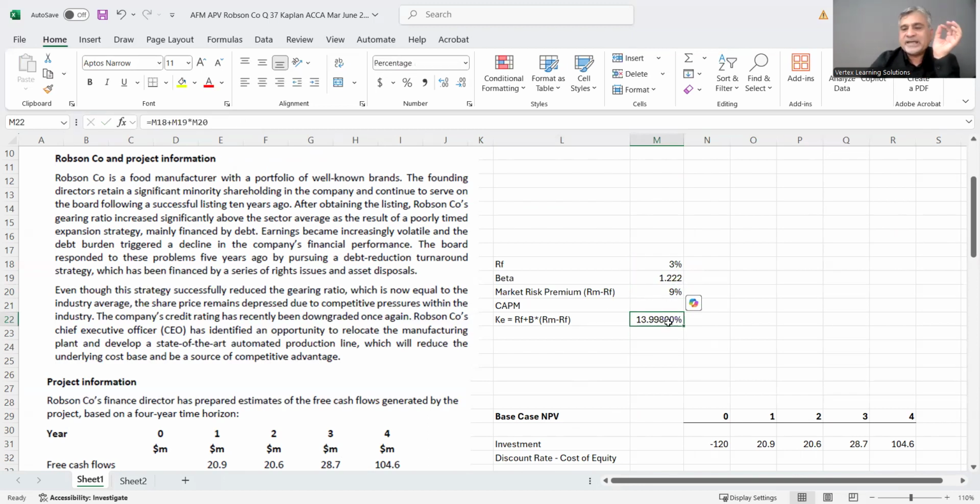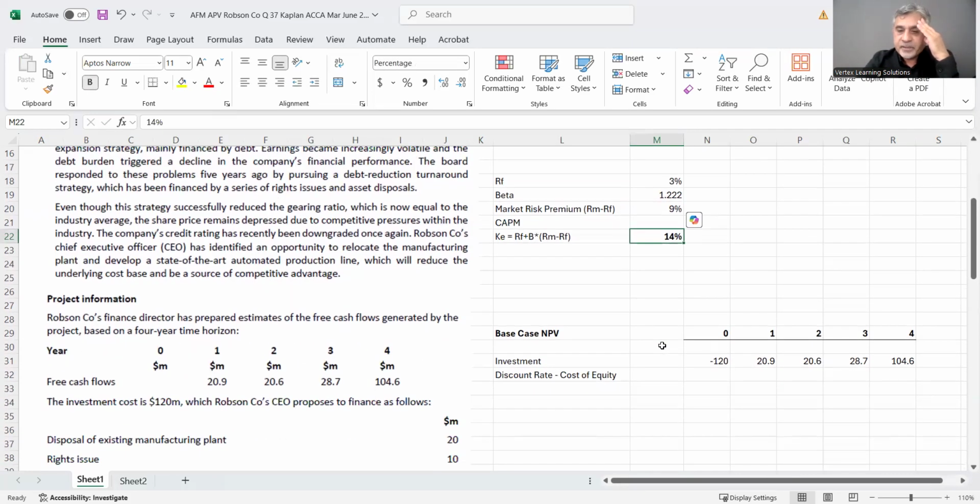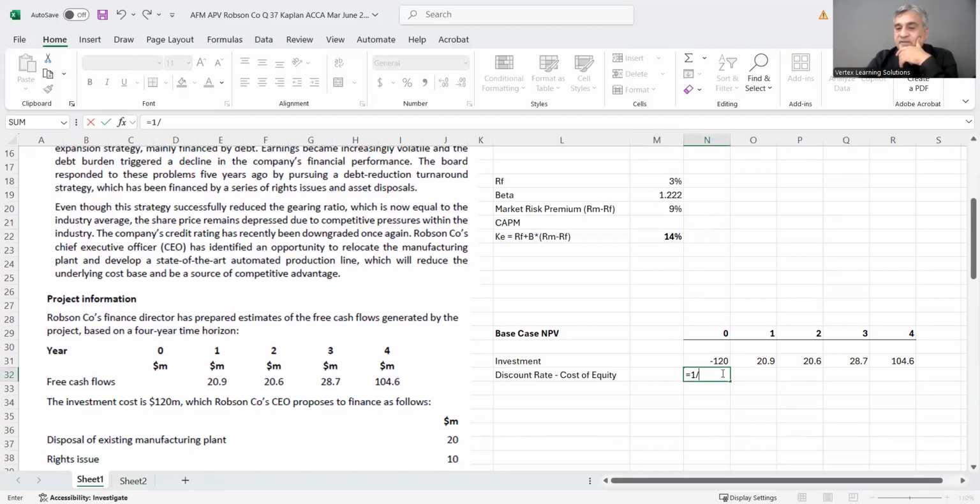That makes me 13.9992999, which is 14% approximately. Okay. So my cost of equity is 14%. Let me just write down here by hand, 14%. I removed the formula and I put 14%. Now, if I have 14% as my discount rate, how will I calculate? Discount factor will be 1 divided by 1 plus this cost of equity, to the power 1. Then this cell, which is M22, I will press F4 so that I can put the dollar signs, locking this one, 14%.